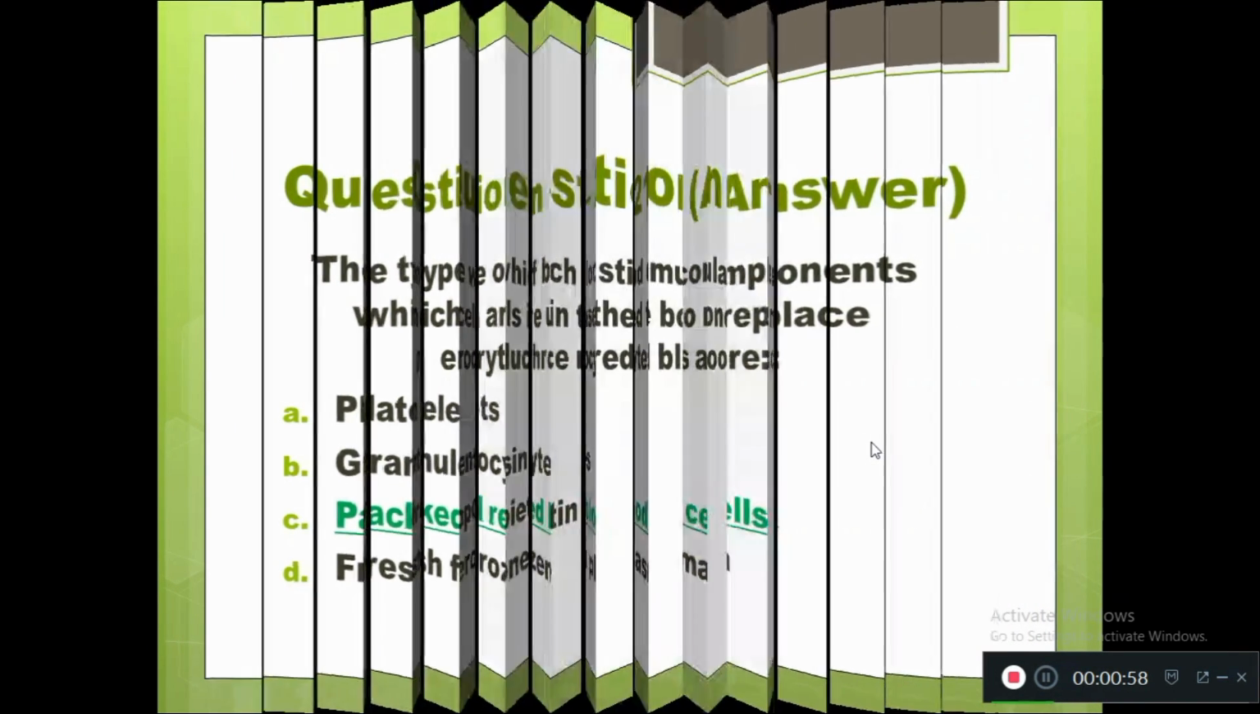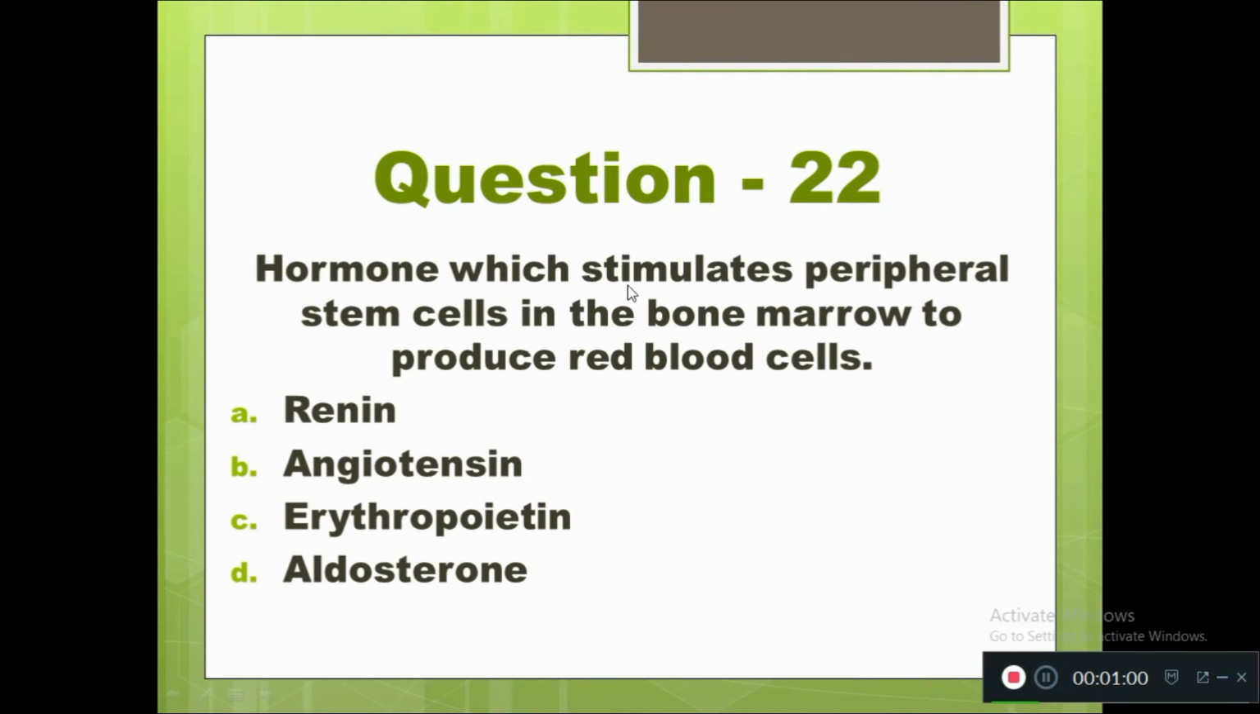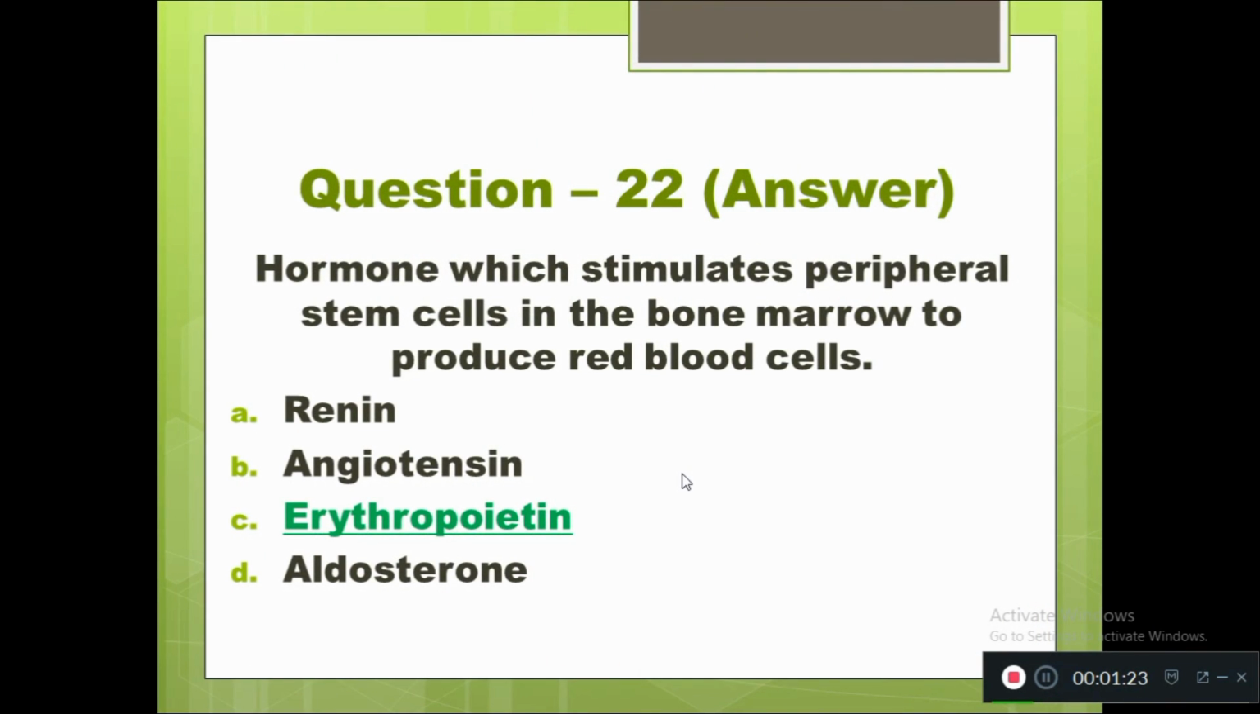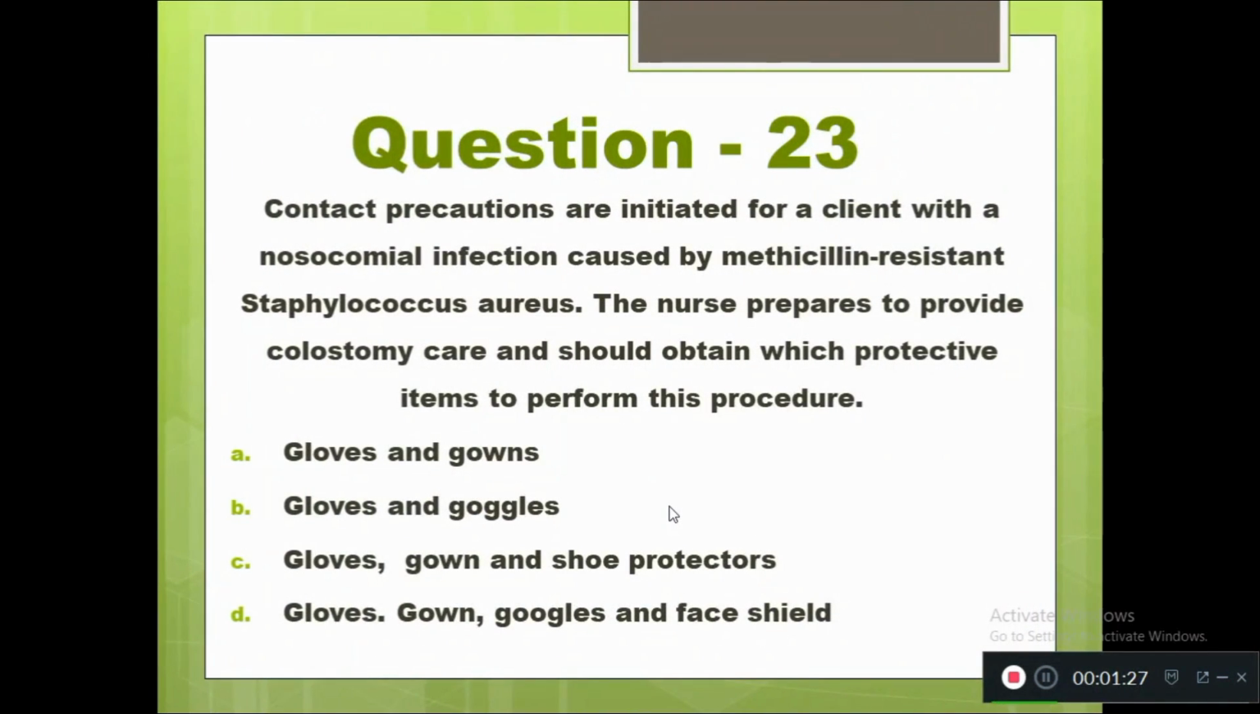Question number 22. Hormone which stimulates peripheral stem cells in the bone marrow to produce red blood cells includes option A renin, B angiotensin, C erythropoietin, and D is aldosterone. Which hormone stimulates peripheral stem cells to produce red blood cells from bone marrow? The answer is erythropoietin.